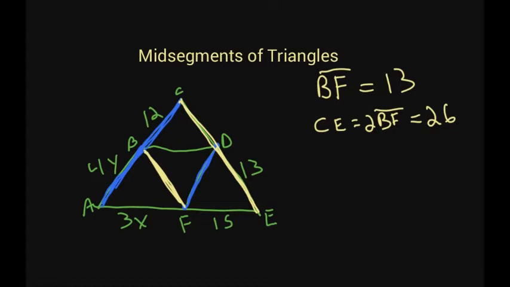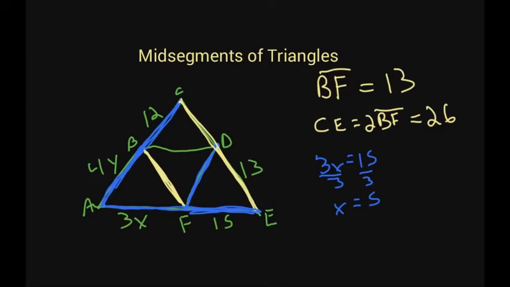So let's look at AE here. We know FE is 15. If F is the midpoint, then 3x and 15 have to equal each other. So 3x equals 15. Divide by 3, so x equals 5. So we've solved for x.